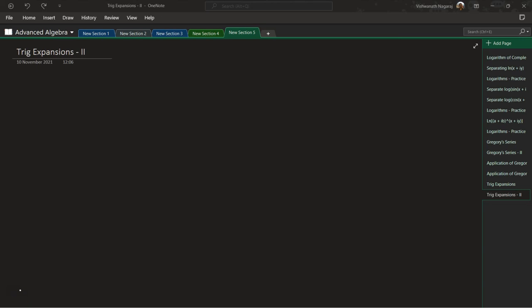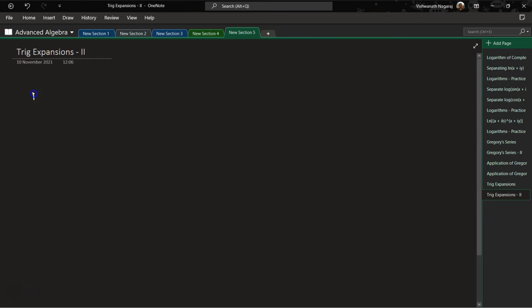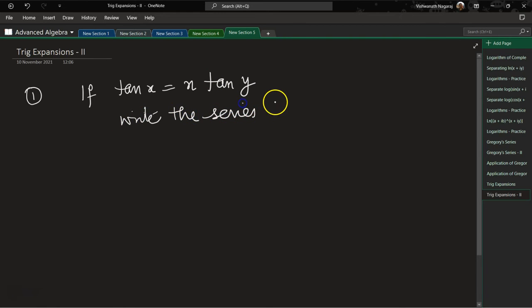Let's do some more trig expansions. Okay, first one. If tan x is equal to n tan y, we have to write the series for x. Right? Okay, so now tan x is equal to n tan y, we have been given.